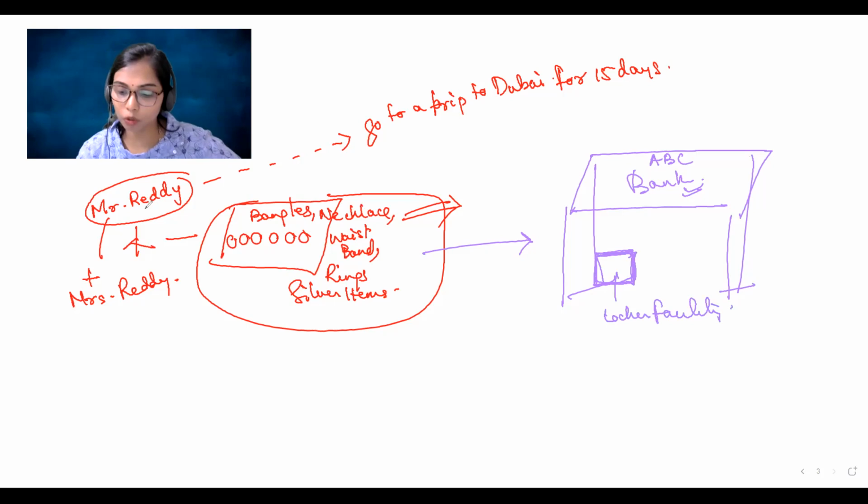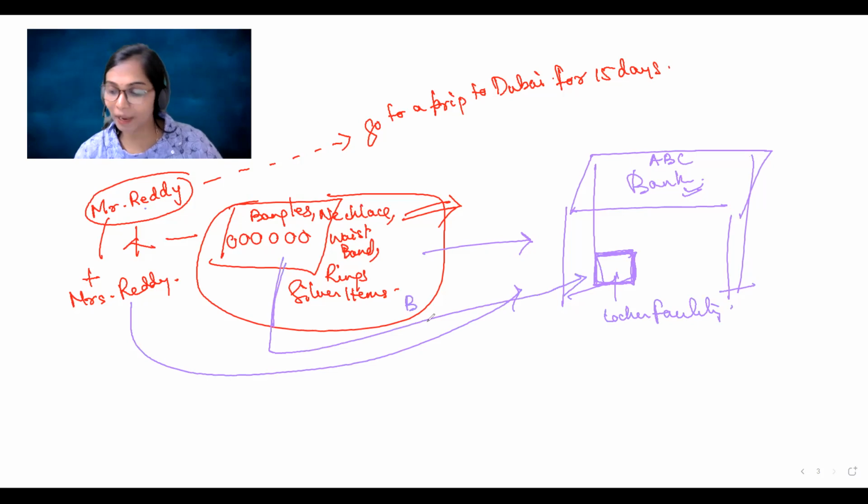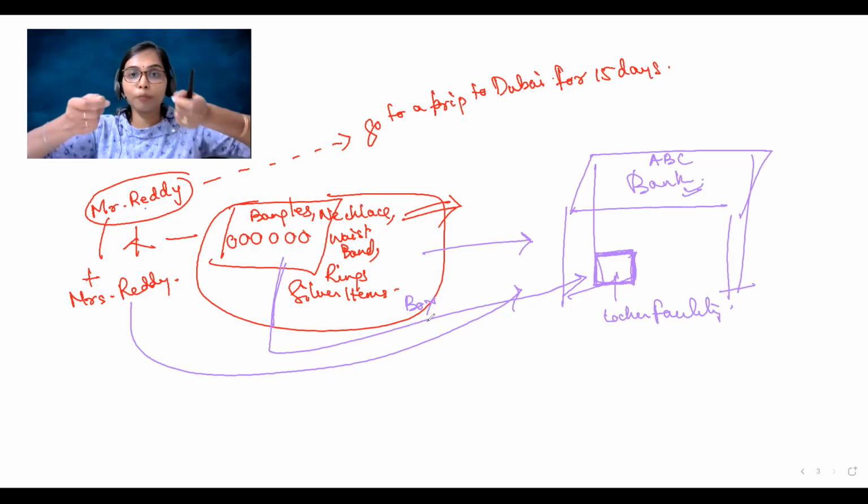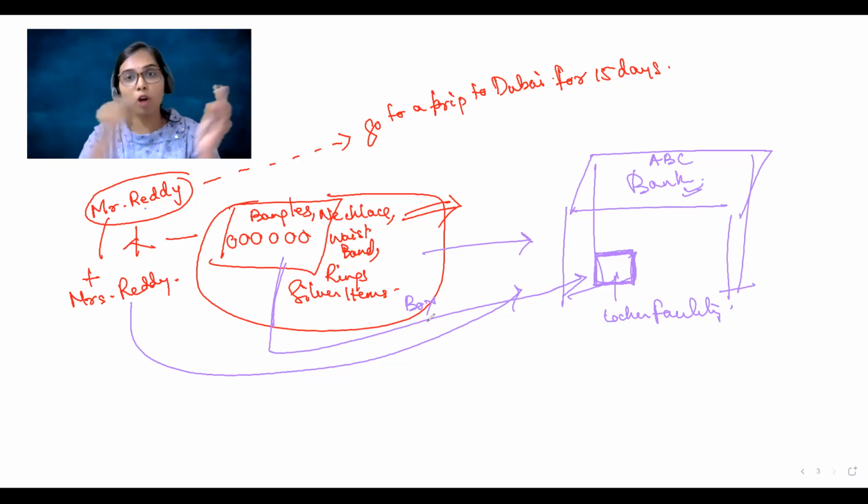The next day he took his wife, and both of them went to the bank, took this box to the bank, and kept it in the locker. As you know, in the locker you have two keys, right? One key is of the bank and the other key is yours. That means unless you put both keys, the locker box will not open. To make it more secure, the bank has provided one key to the customers, Mr. Reddy and Mrs. Reddy.